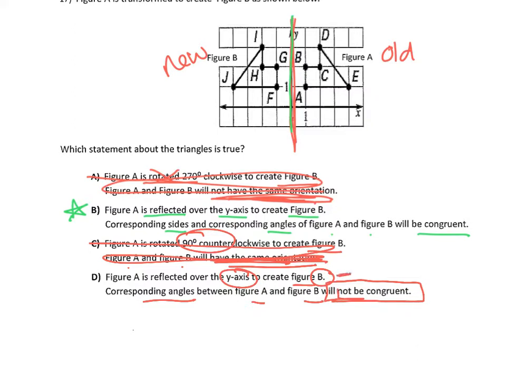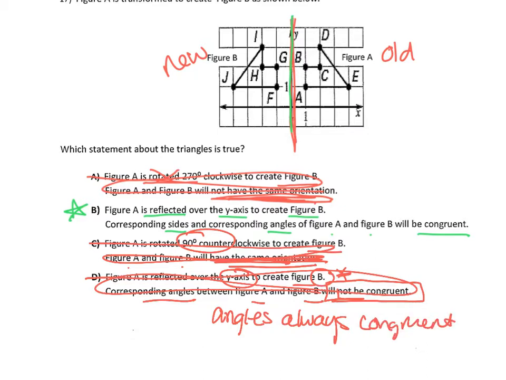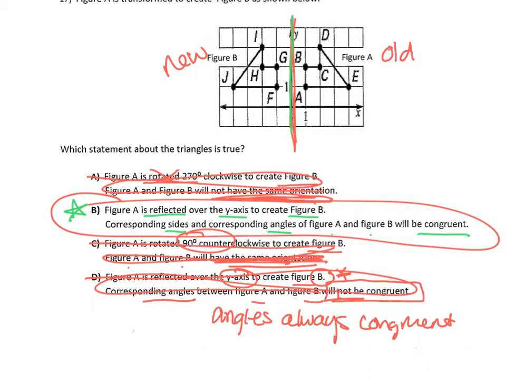So the first line up here, that's actually true. But what's wrong with this bottom line? Corresponding angles will not be congruent. What have we been talking about the whole time? Your angles will be the same. Angles will be congruent. The side lengths is what changes. So angles will always be congruent. So B, final answer. That's a lot of red.